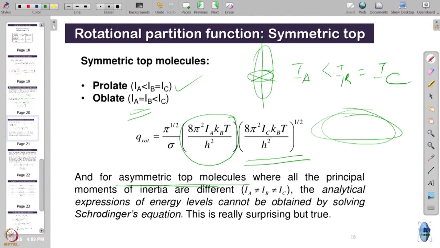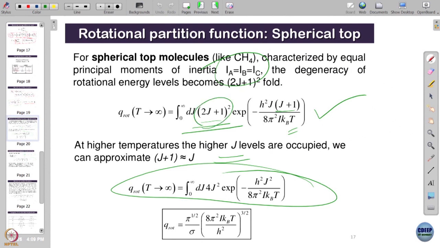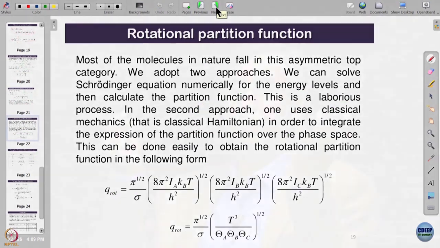In the previous case, this comes from solving the Schrodinger equation: the degeneracy factor of a spherical top molecule is (2J plus 1) whole squared. However, in the case of a completely asymmetric molecule, we cannot solve the Schrodinger equation, and as a result, we cannot get those energy levels. So the Schrodinger equation cannot be solved analytically.